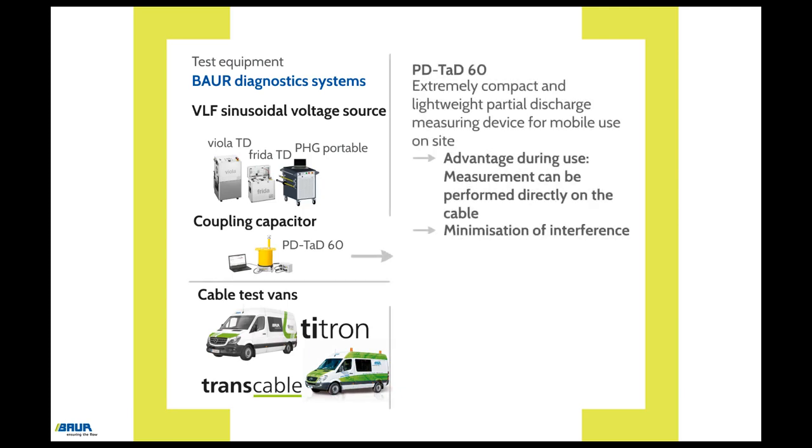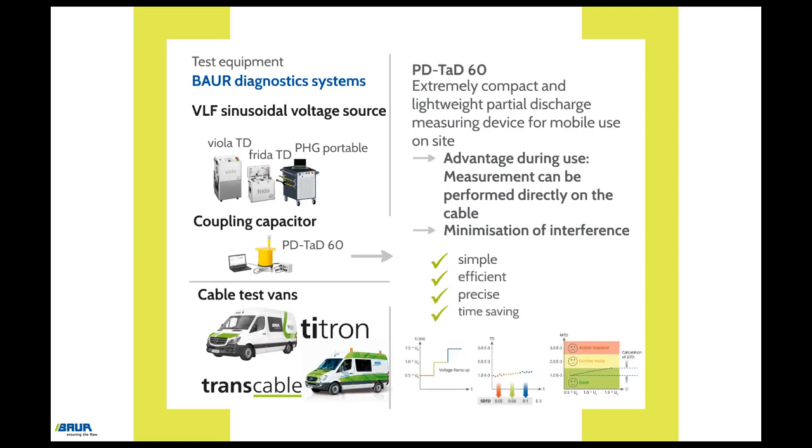The PDTAT 60 represents the most compact and lightweight partial discharge measuring device for mobile use on site. This portability makes it possible to perform the measurement directly on the cable, which minimizes interference and thus represents an important precondition for precise and meaningful measurement results. Checking cable routes with the PDTAT 60 is simple, efficient, and precise. It also saves time because the dissipation factor measurement and partial discharge testing are performed in parallel.